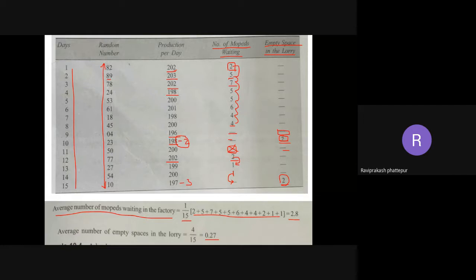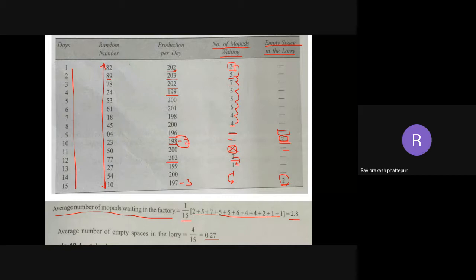Based on the production, we found out how many mopeds will be waiting, or whether there is any empty space in the vehicle. We know that the vehicle can carry 200 mopeds per load. So are there any times when the load is less? That means empty space is present in the vehicle, or because only 200 can fit, the extra will be standing in the factory itself. So will that happen here? They are asking how many mopeds will be waiting and how many spaces will be there in the lorry.